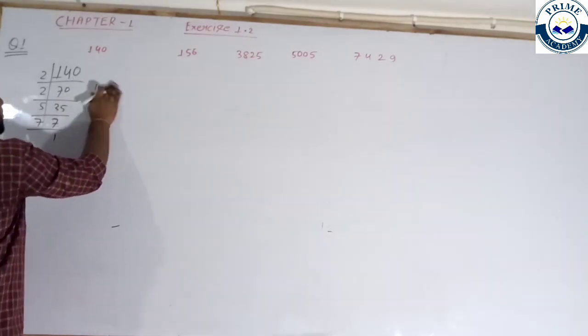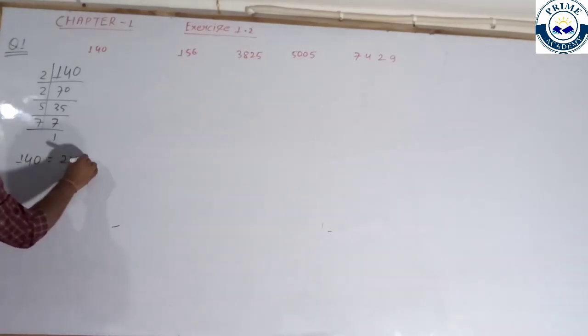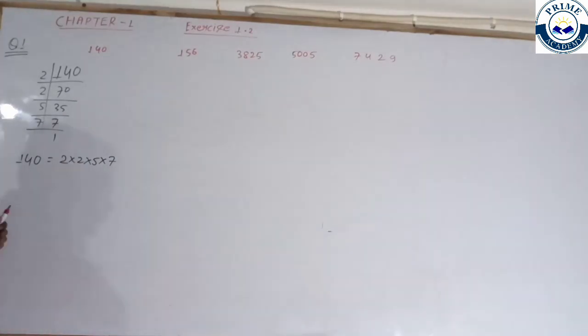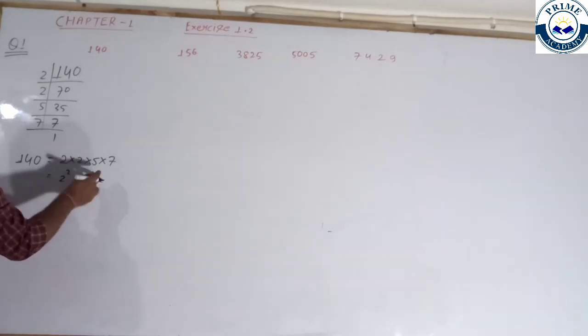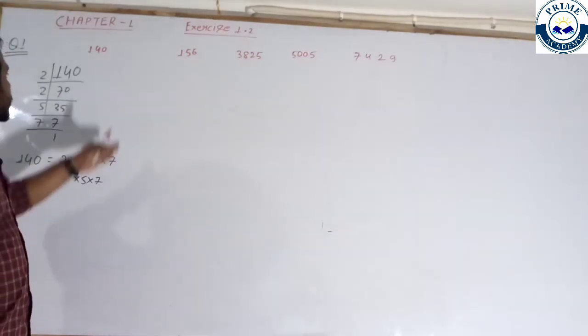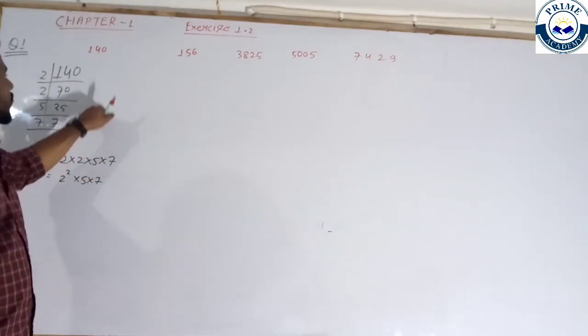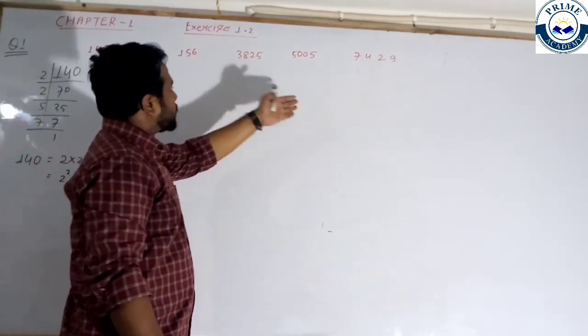So 140 will factorize as 2 into 2 into 5 into 7, or you can write 2 to the power 2 into 5 into 7. This is a simple way you can calculate the factorization of any number. I am just taking one more to solve it.